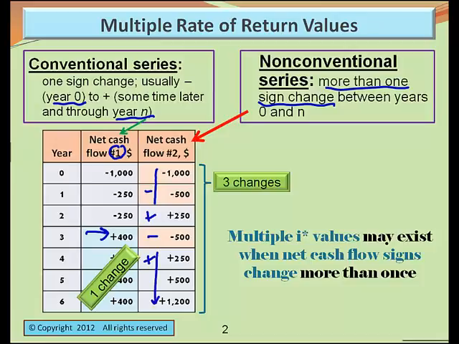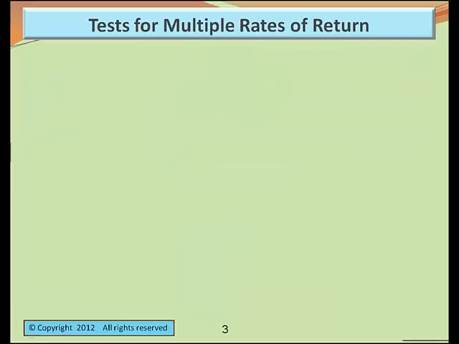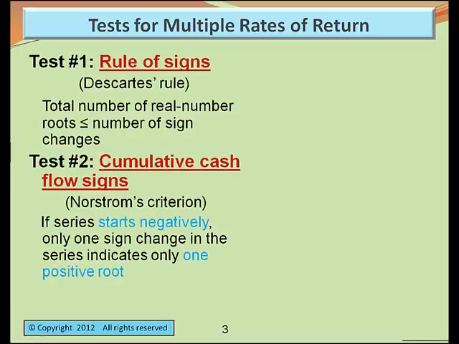The exact nature of the roots to the polynomial equation used to find I* values is unknown at this point. There are two tests that concern cash flow sign changes that can help specify the number and nature of the I* values. The first of these tests is called the rule of signs. It is also known as Descartes' rule, which you are likely to have learned in your college algebra course. Actually, we just applied this rule on the previous slide. Simply count the number of sign changes.